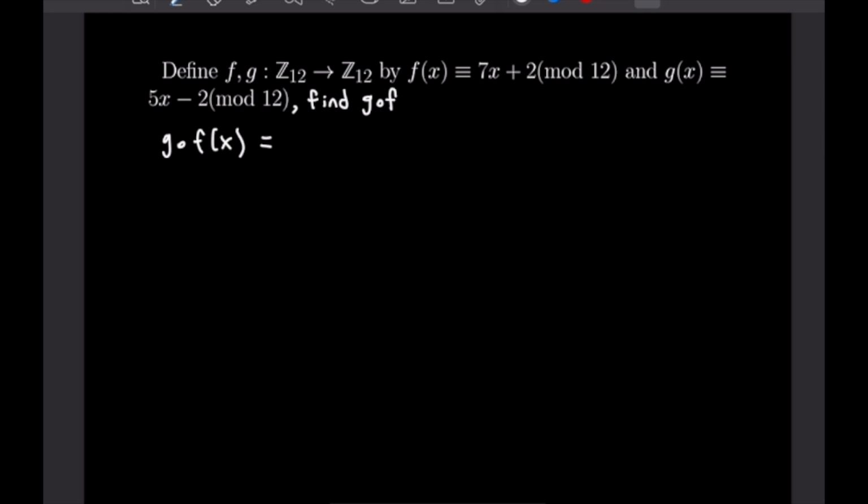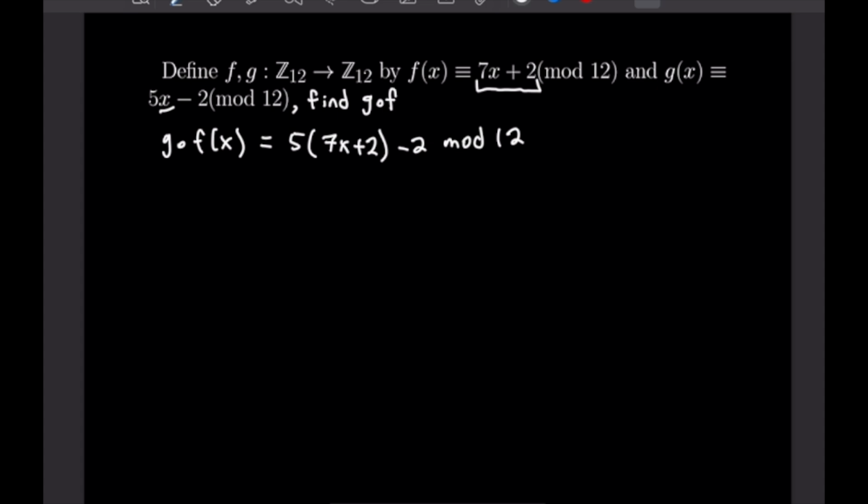What this means is we will plug in f of x for our value of x in g of x. So we'll be making the substitution 7x plus 2 in for our x there for g of x. So g of f of x will be the following. We will have 5 times our f of x, which is 7x plus 2, and then we'll pick up our minus 2 from our g of x, and this will still be mod 12.